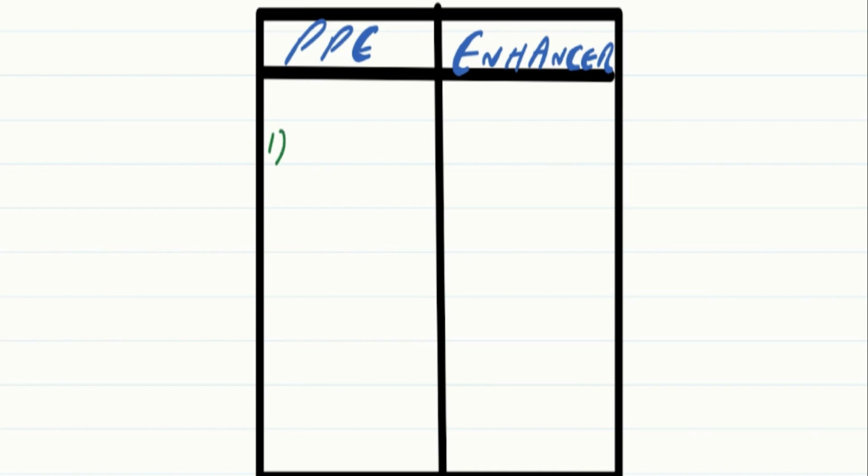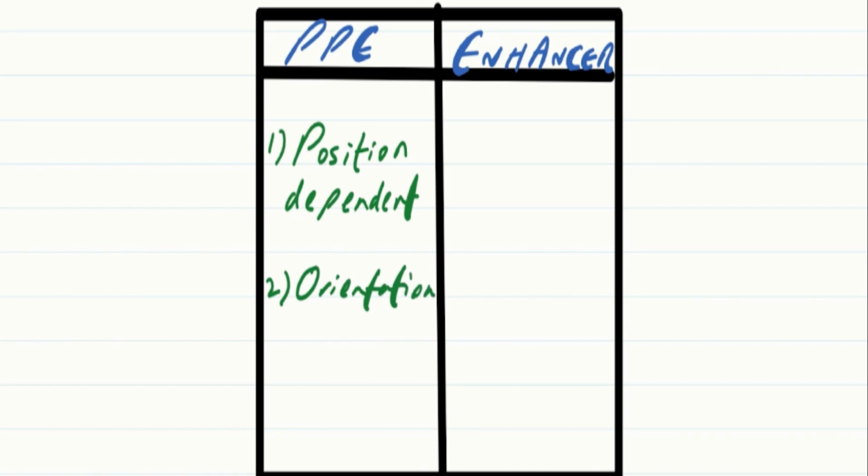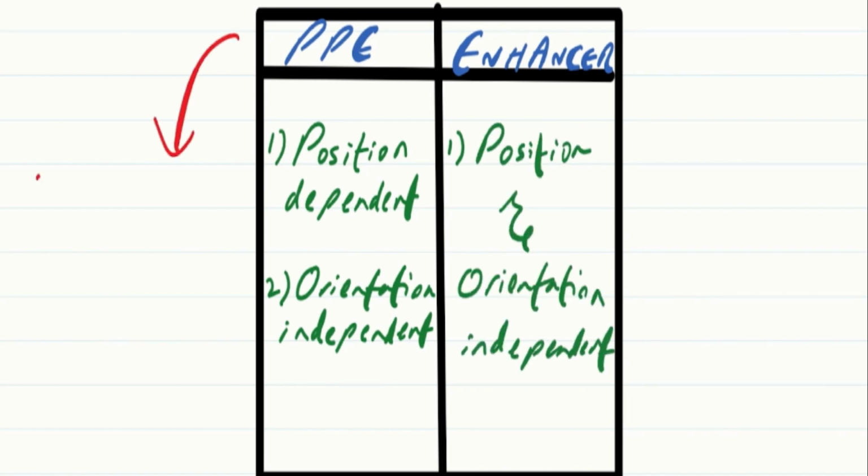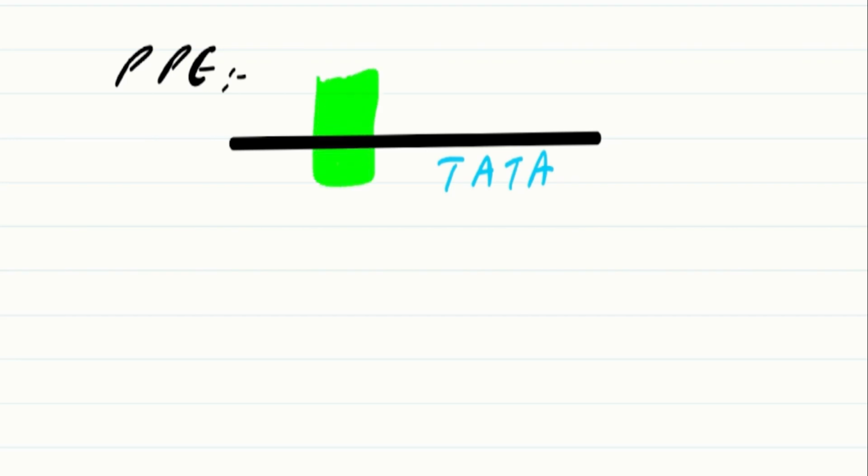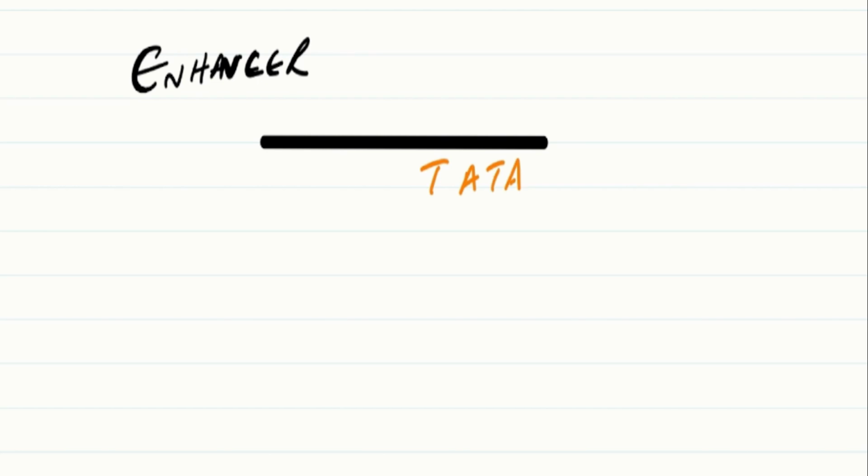When we talk about proximal promoter elements, we always have to remember that they are position dependent and orientation independent. So even if we move one 180 degrees, it is still going to enhance the transcription of the specific gene, while enhancers are both position and orientation independent. For instance, I have a DNA sequence with a TATA box as a core promoter. The proximal promoter elements will always be found approximately 250 base pairs upstream of the core promoter, while enhancers will be located even further upstream.